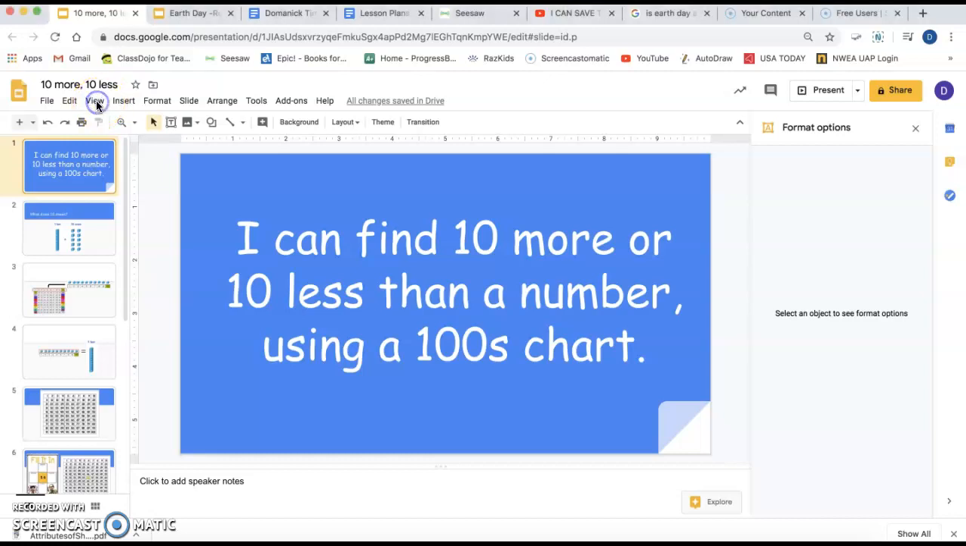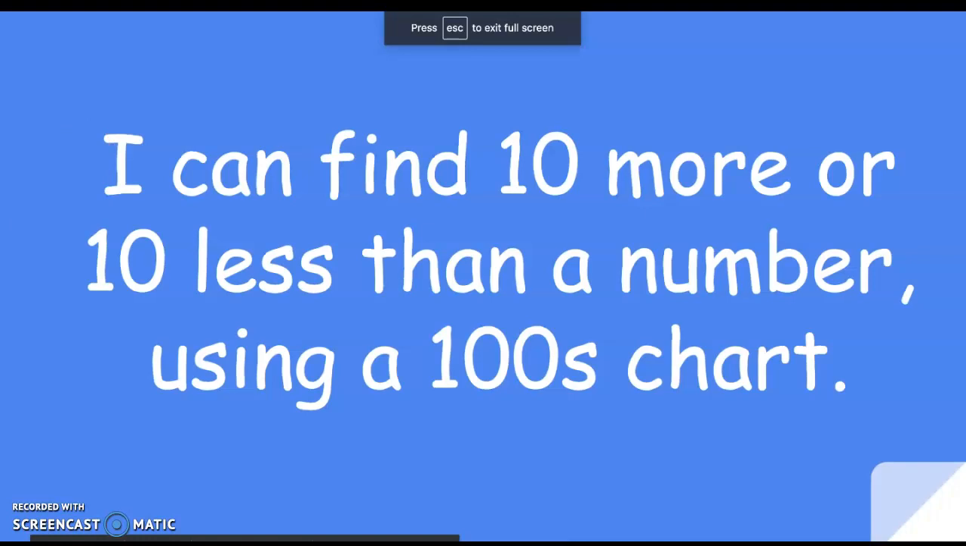Hi, first grade. Last week in math, we talked about subtracting multiples of 10 from a two-digit number. We're going to do something similar this week, but this week we're going to be finding what is 10 more or 10 less than a number. So our I can statement today is I can find 10 more or 10 less than a number using a hundreds chart. Today in particular, we're going to use a hundreds chart to help us, but we might use other strategies later this week.